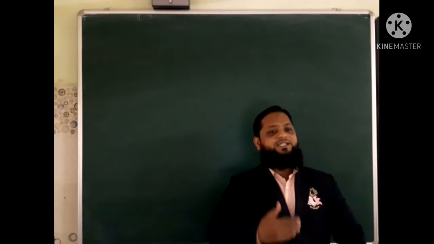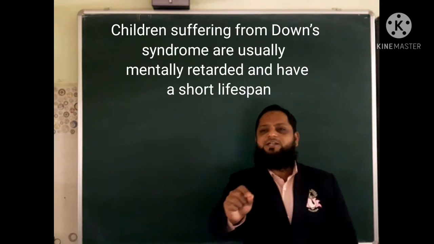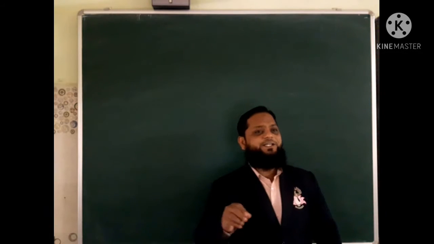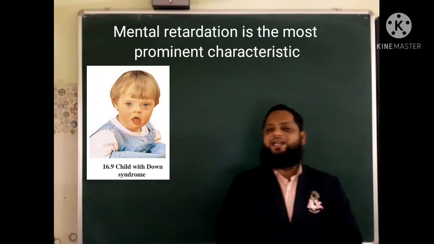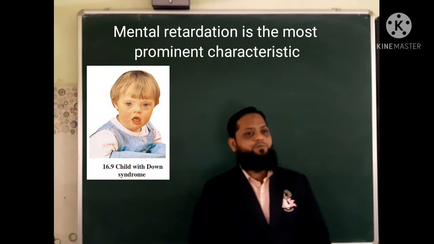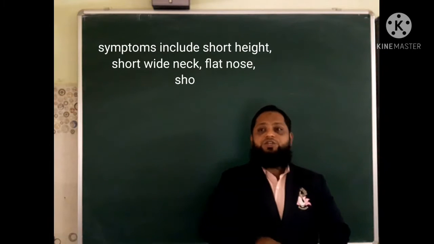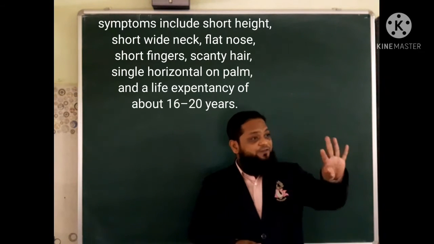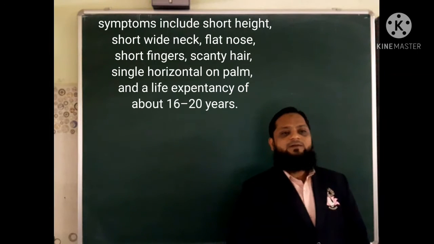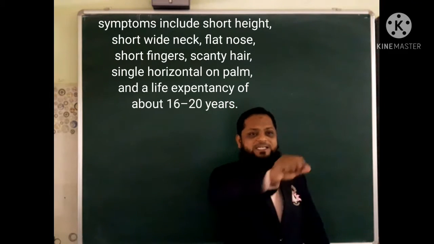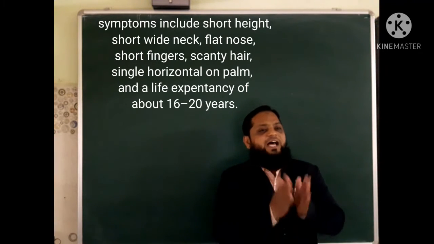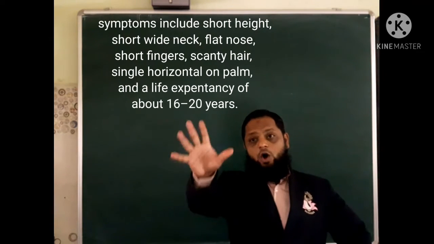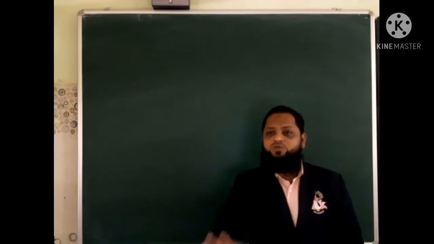Children suffering from Down syndrome are usually mentally retarded and have a short lifespan. Mental retardation is the most prominent characteristic of Down syndrome. Other symptoms include short height, short neck, flat nose, short fingers, scanty hair, a single horizontal crease on the palm, and a life expectancy of about 16 to 20 years. So these are all the symptoms of Down syndrome.